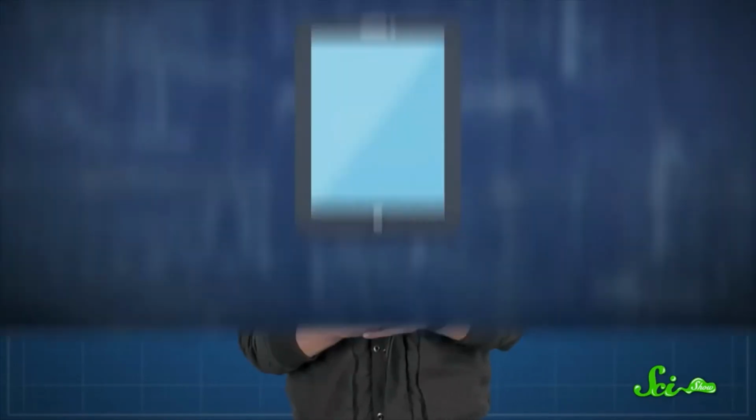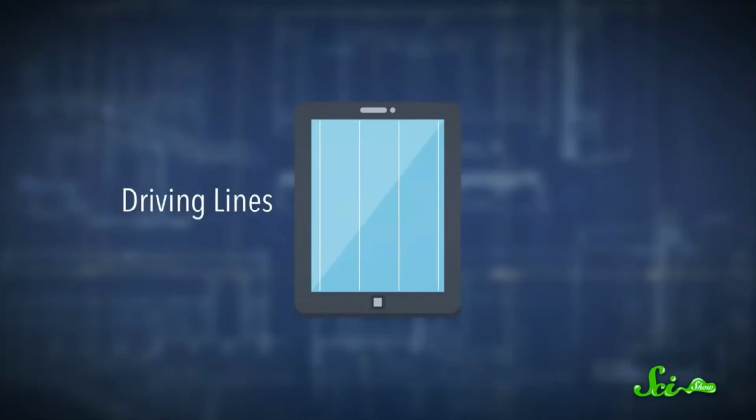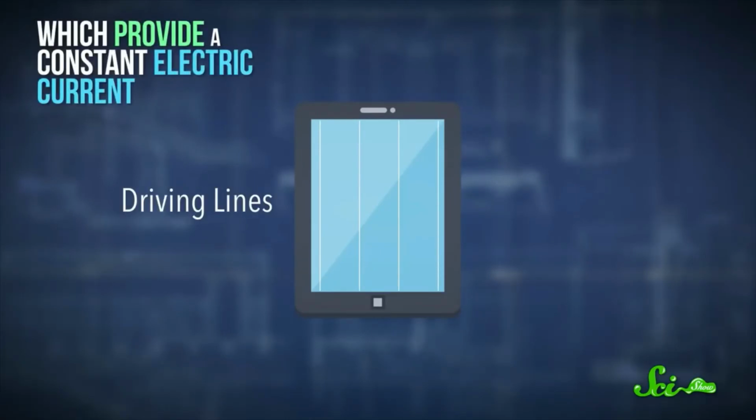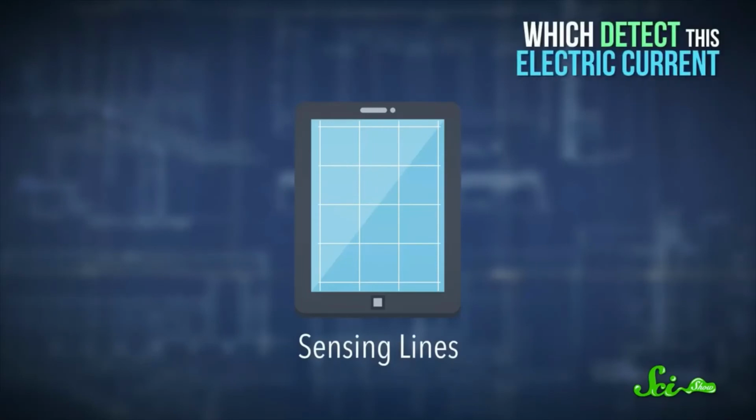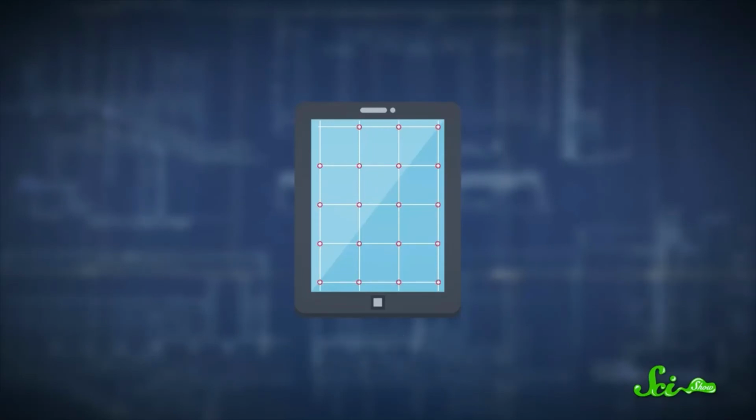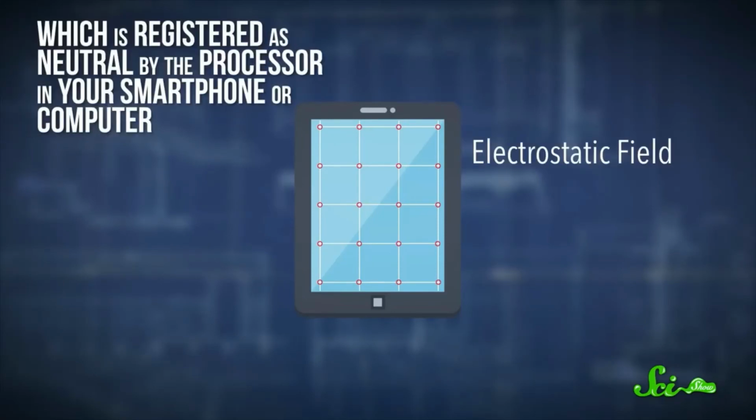There are different kinds of capacitive touchscreens, and they can vary from device to device. But one basic design is a sheet of glass containing a grid of hair-thin lines of a conductive metal, like indium tin oxide. The grid lines in one direction are called the driving lines, which provide a constant electric current, and the lines in the other direction are called the sensing lines, and detect this electric current. At every point where the sensing lines and driving lines cross, there's a specific electrostatic field, which is registered as neutral by the processor in your smartphone or computer. But that all changes when something conductive comes along and touches it.